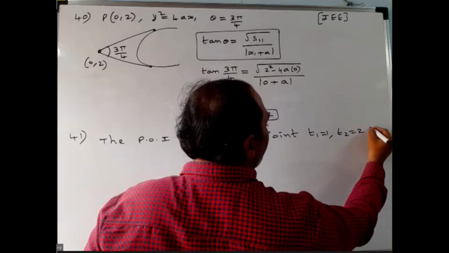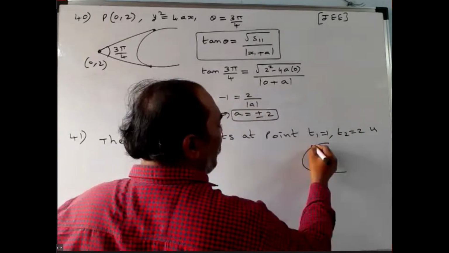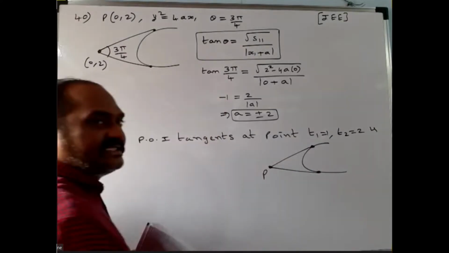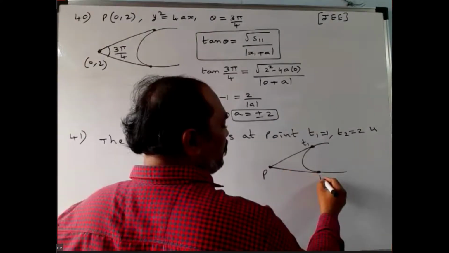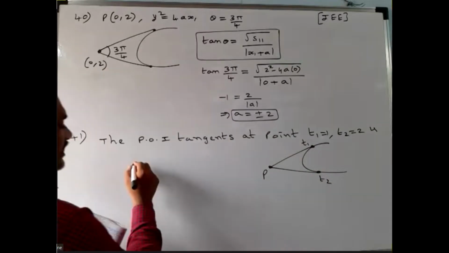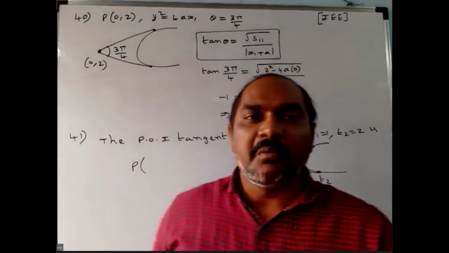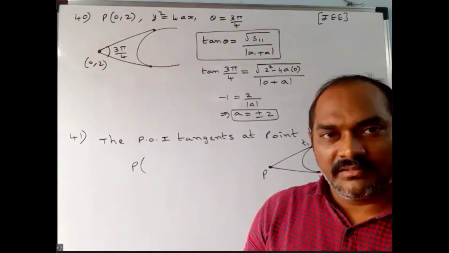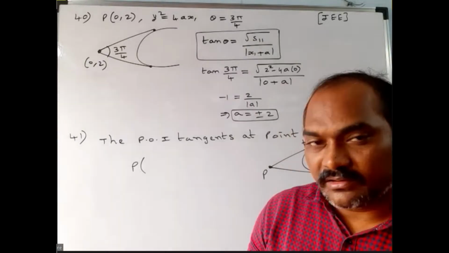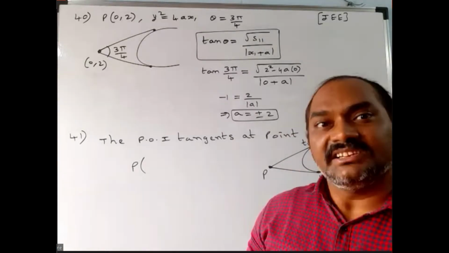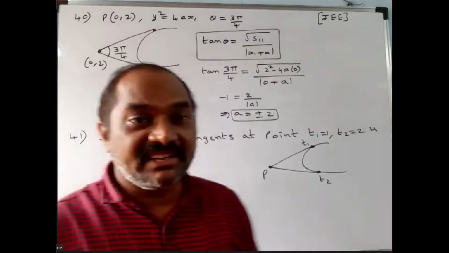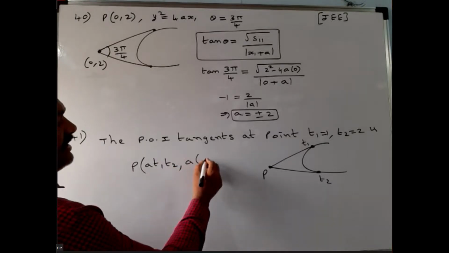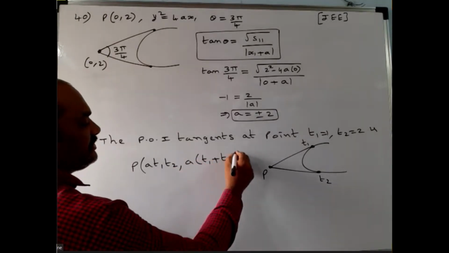Students, already I told you what is the intersection of tangents at t1, t2. P is equal to, say, point of tangents, already I told you. A t1 t2, comma a into t1 plus t2. That is the point of intersection of tangents.